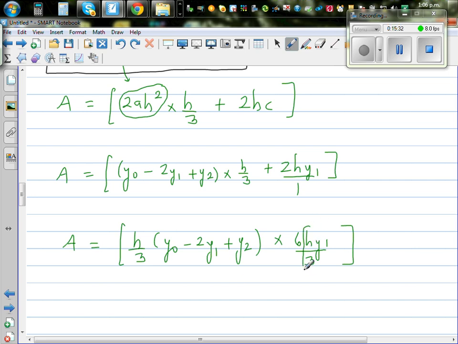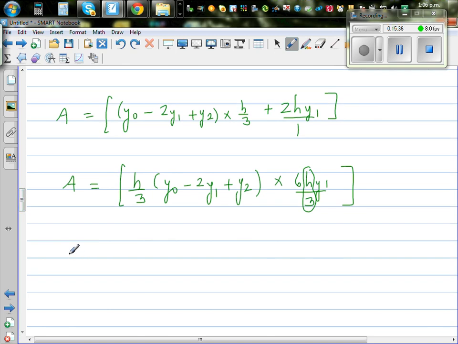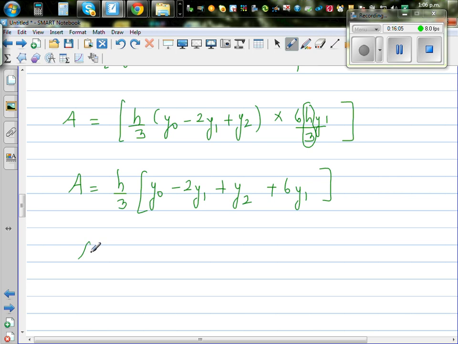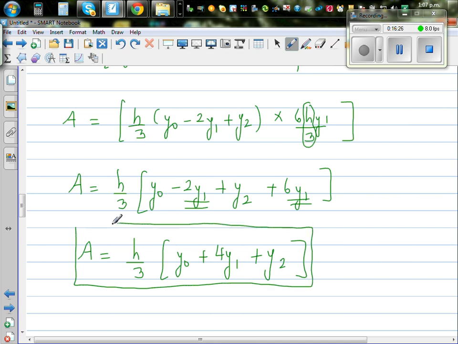Okay, so can you see h over 3 is a common factor? So you can factor out the h over 3. So your area is h over 3 times y0 minus 2y1 plus y2 plus 6y1. So area under this curve can be defined as this. So this is h over 3 times y0 plus 4y1 plus y2. So if a curve can be made from 3 points, the area under that curve can be defined by these 3 points. So y0 plus 4y1 plus y2.